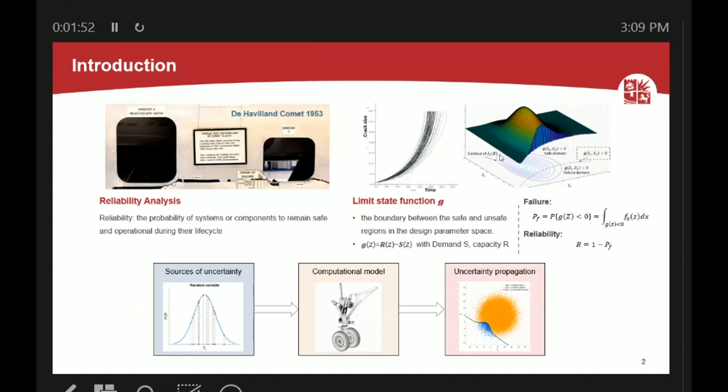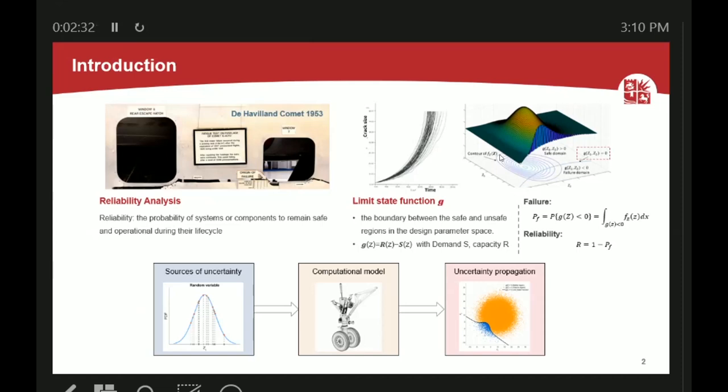So in a mathematical way, this is defined by the load-carrying capacity of the structure minus the demand from the external load, and this is called the limit state function. We can simply estimate the probability of failure by integrating the joint probability density function over the failure domain, or we can simply count how many samples fail if we iteratively compute the limit state function. So long story short, this is the whole process of reliability analysis.